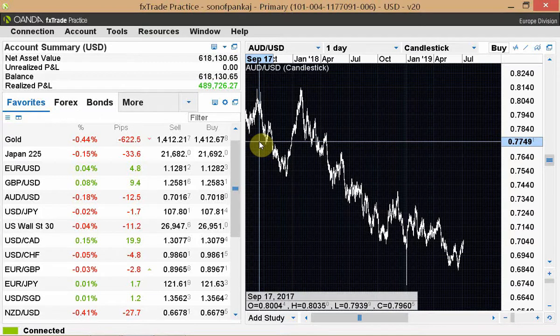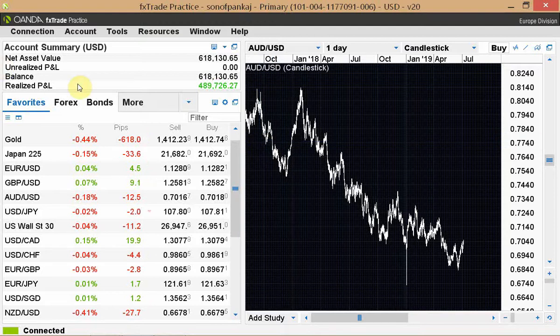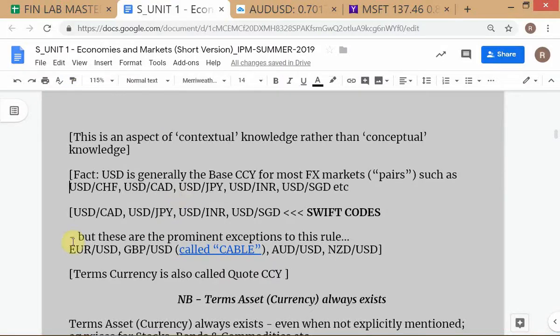Okay, so make sure you revise it until you can do it very easily. All right, so there are some exceptions. This is just a matter of convention. Okay, but you need to know, so when you're training as a finance student, it covers both types of knowledge. This is contextual knowledge, just knowing that Australian dollar is quoted in this manner.